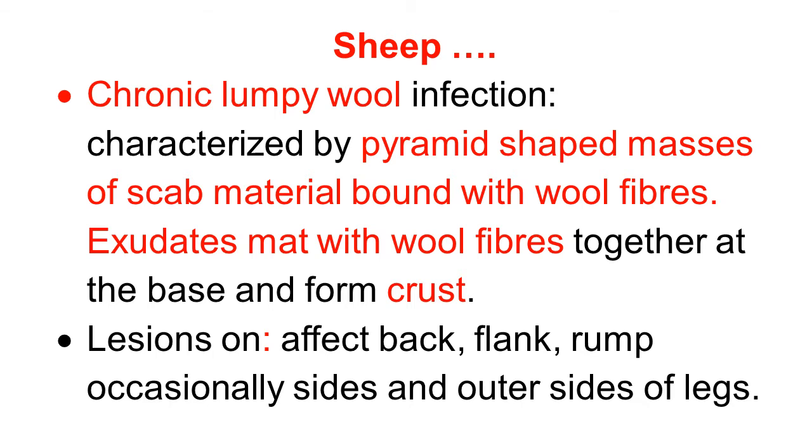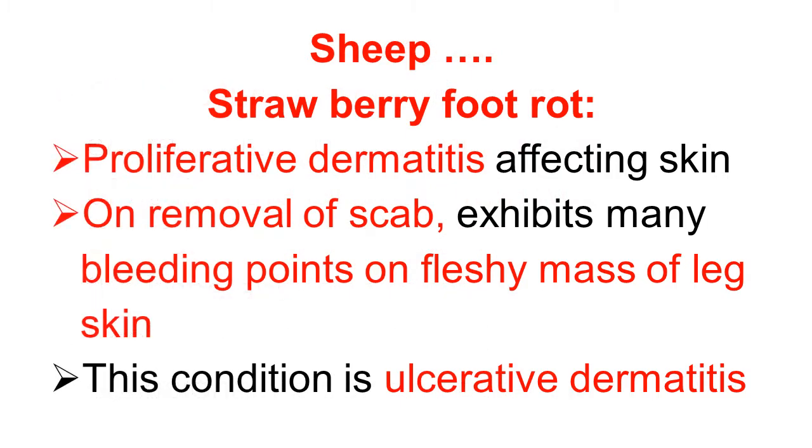This is an important condition in sheep. These pyramidal shaped lump lesions affect the back, flank, rump, occasionally the sides of the body and the outer sides of the legs. So lumpy wool disease is also an important condition. Continuation of clinical signs in sheep: we have seen mycotic dermatitis and lumpy wool disease.